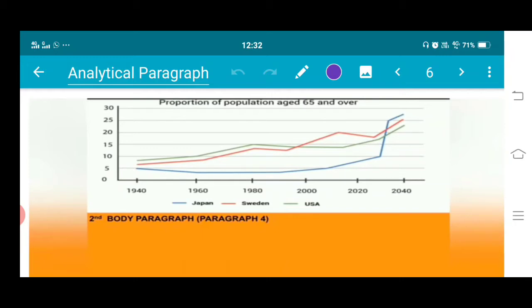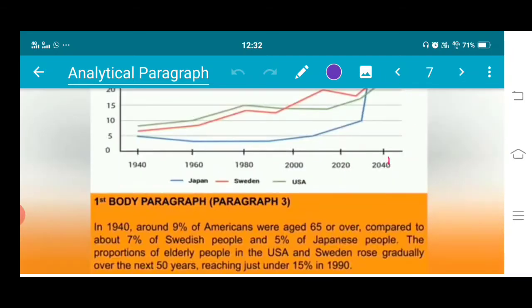So this body paragraph you can divide in 2 paragraphs. That's your choice, according to the trends. You can just give your choices here, right? You have to give the explanation of that here. So let's see what the first body paragraph says.